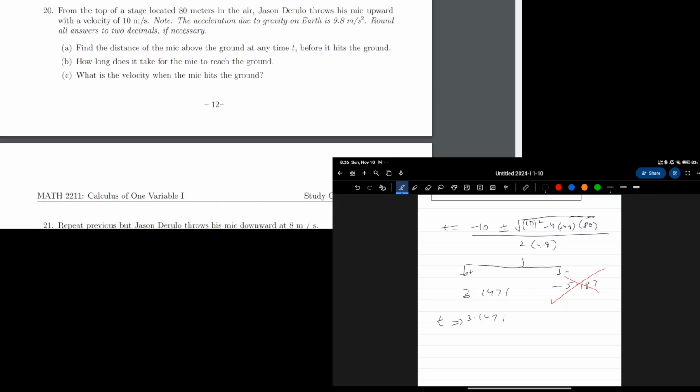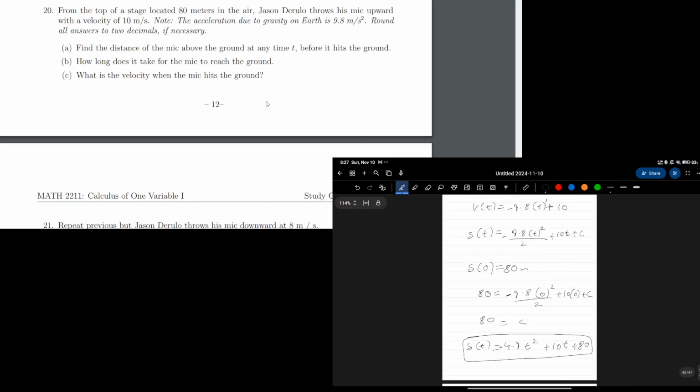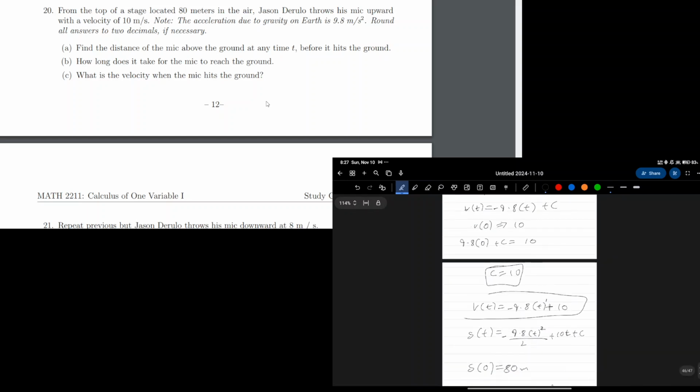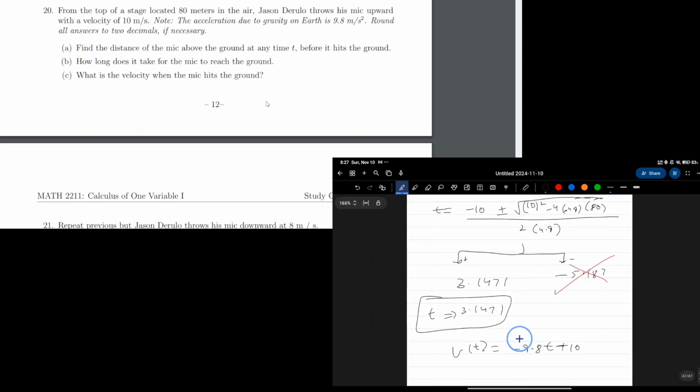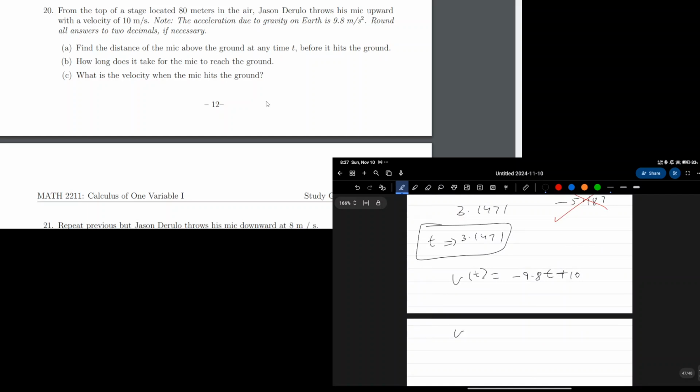Okay, what is the velocity when the mic hits the ground? So I have t, right? And I just need to find the velocity at this point, and I have the function for that. V of t equals minus 9.8 t plus 10. I have to just plug in stuff, now that I have found my equations. V of 3.1471 equals minus 9.8 times 3.1471 plus 10.